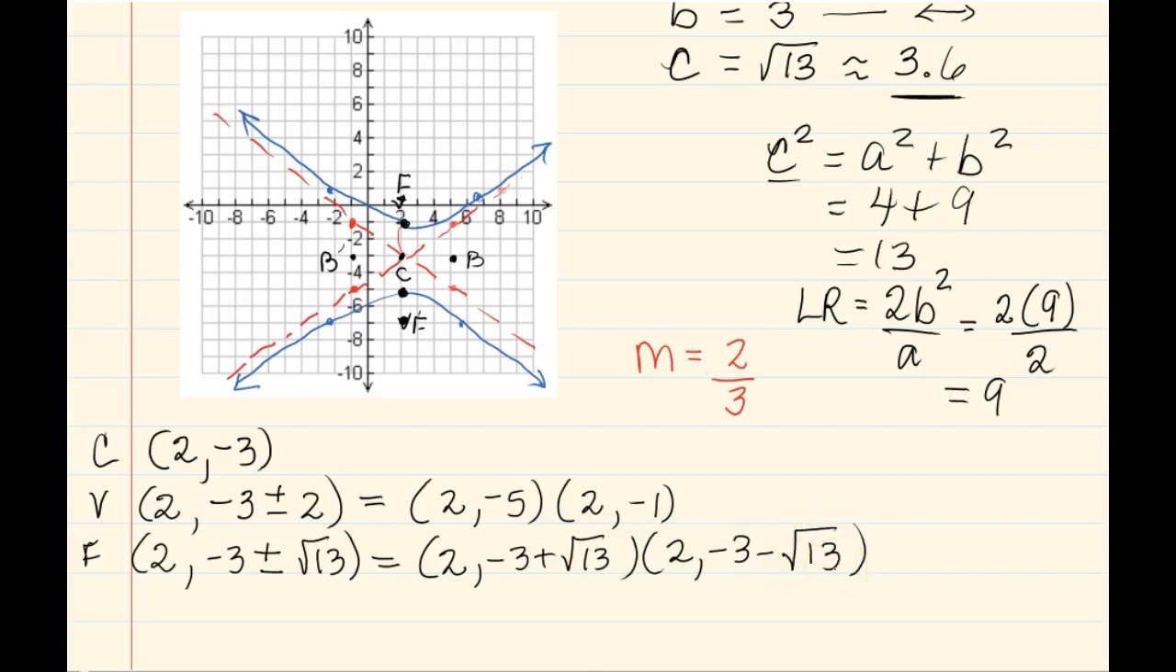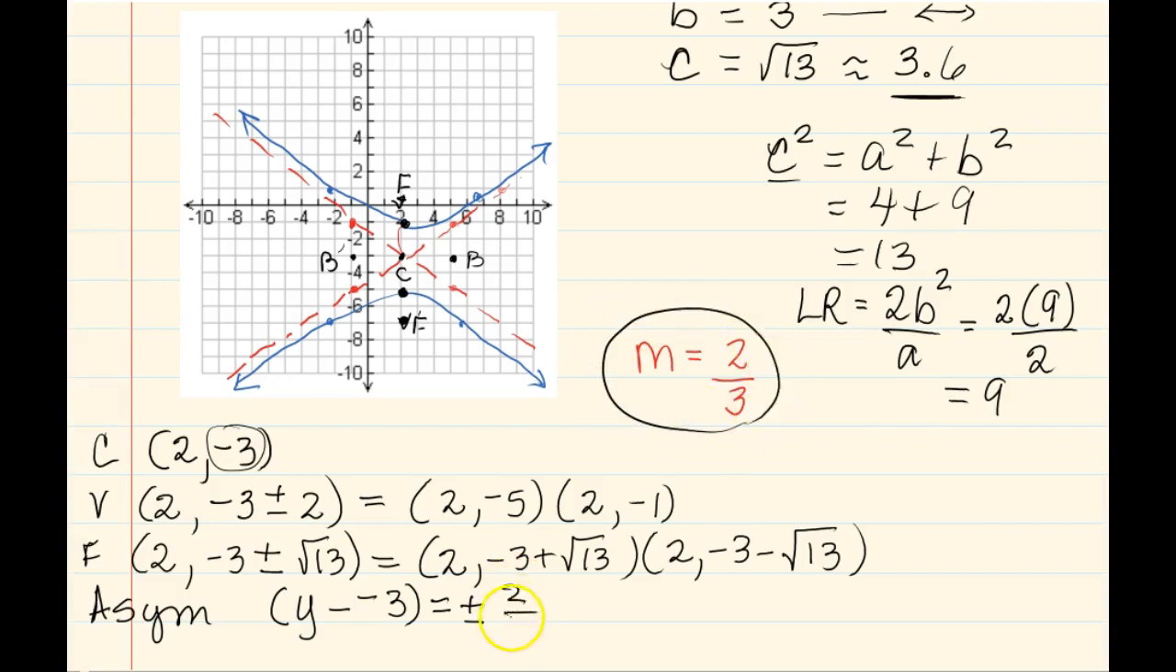And last but not least, our job is to find the equations of our asymptotes. We're going to use the slope form, so we're going to do y minus the y coordinate of our center. So it's going to be y minus -3, which we can rewrite as y plus 3 in a minute. We're going to do plus or minus our slope, which we found over here, and then x minus our x coordinate, which is 2. And we're going to leave it like this.